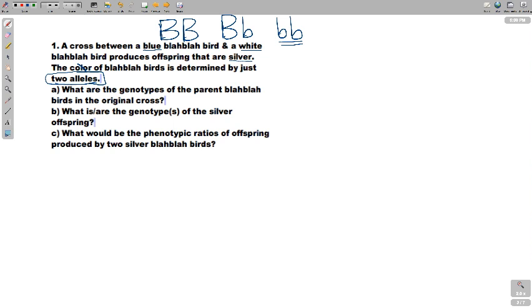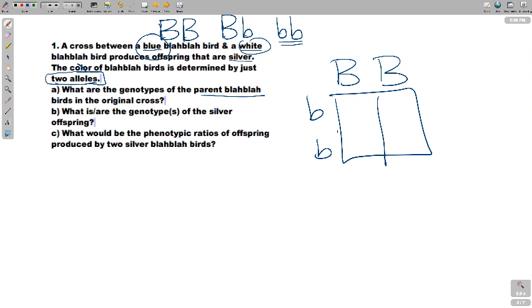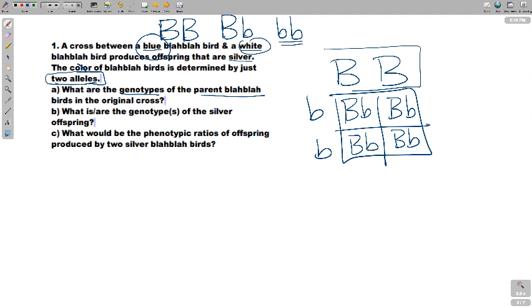So what are the genotypes of the parents, blah blah birds, in the original cross? There was a blue one and a white one, and they made silver. This is why they were all silver, because they were heterozygous. So the original genotypes of the parents were big B and little b, blue and white. What are the genotypes of the offspring? They are the incomplete dominant one, so they're big B, little b.